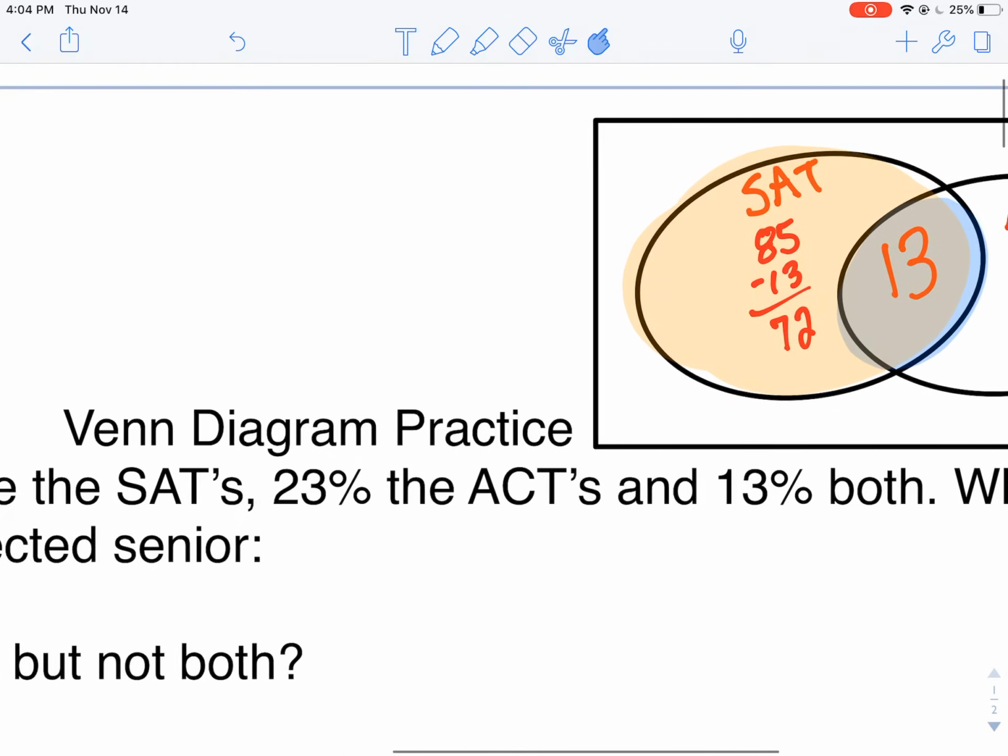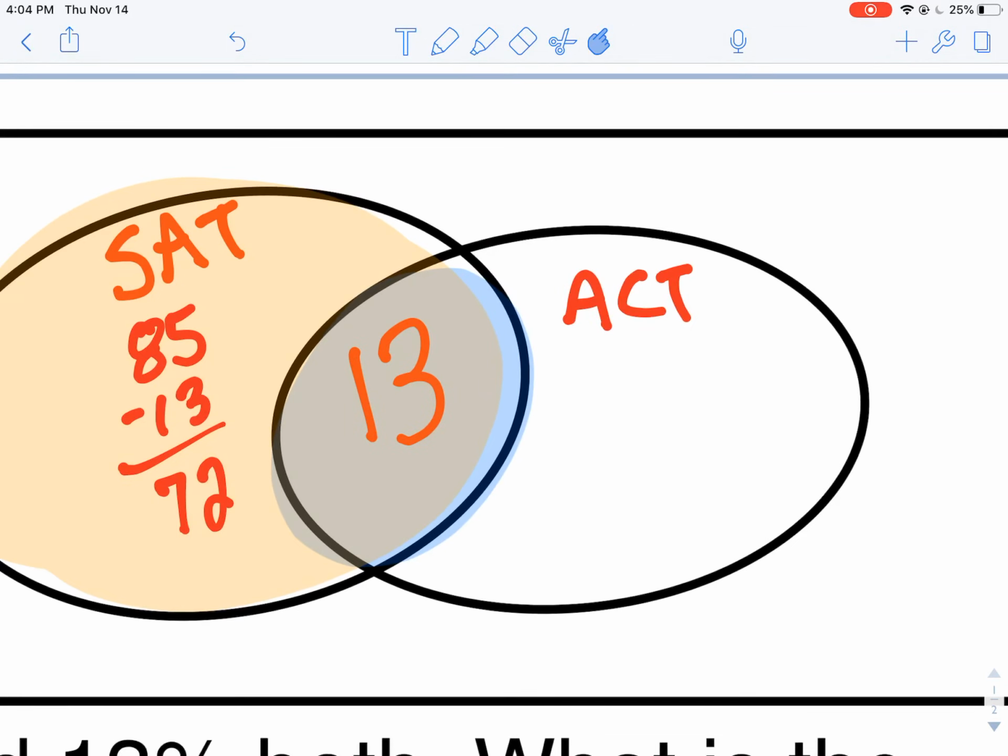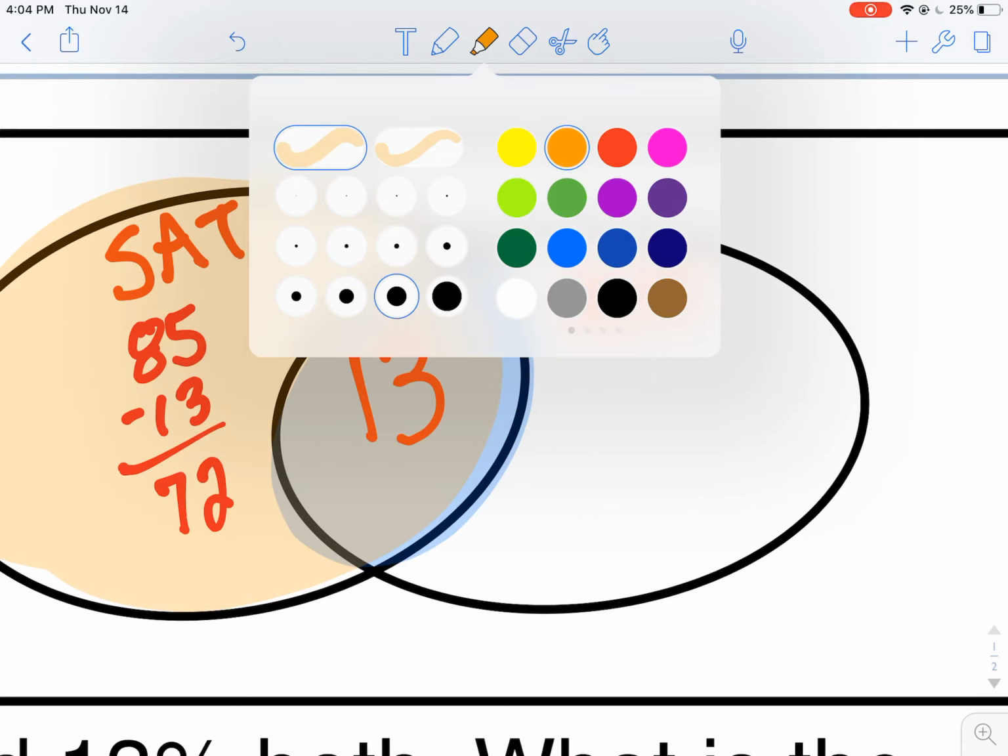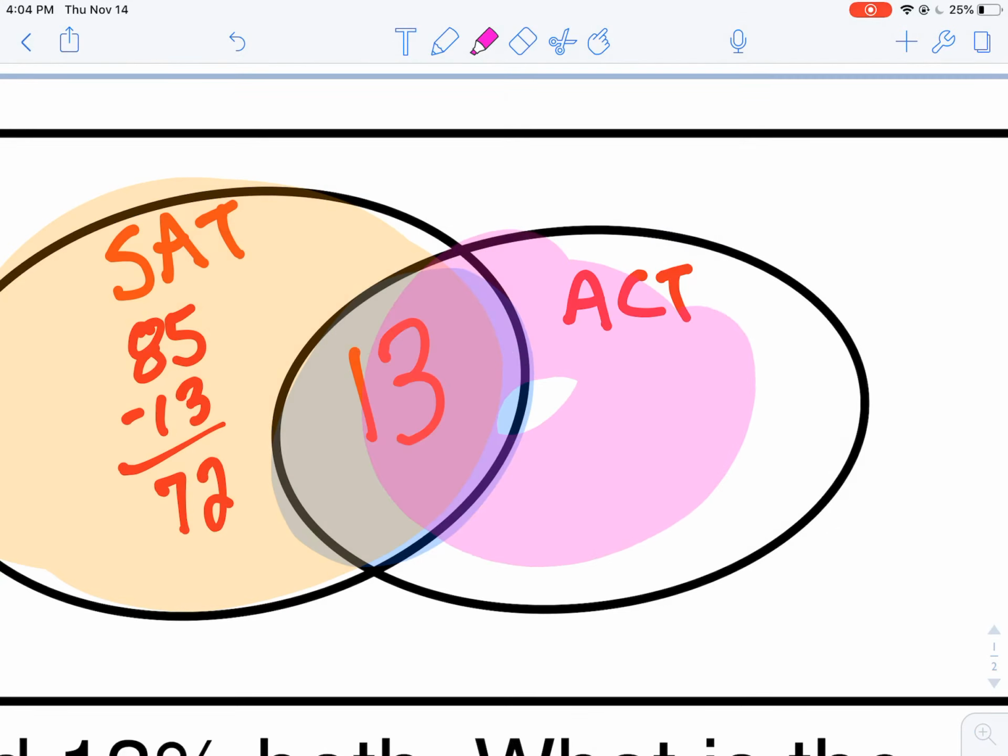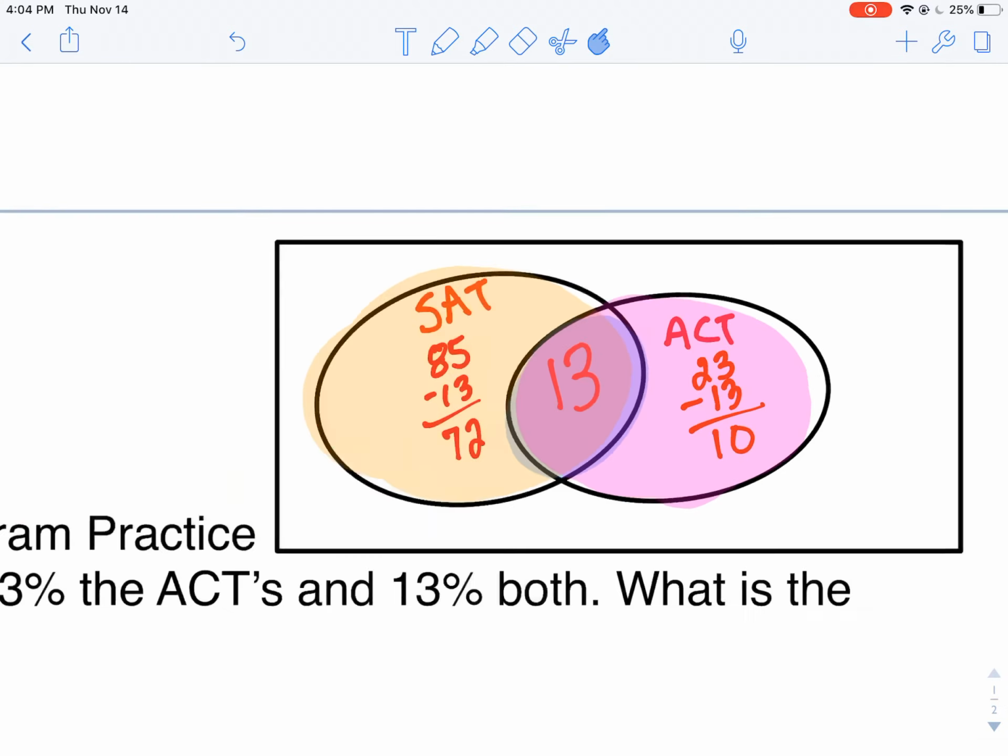So now what I'm going to do is go with the ACTs. It tells me 23% take the ACTs. Now again, that 23% doesn't represent just the people who took only the ACTs. That also represents people who took both. So I'm going to take that 13 and take it away from the 23 because that overlap is counted twice. And then I get 10 here.